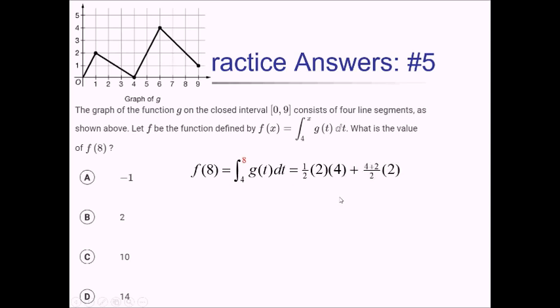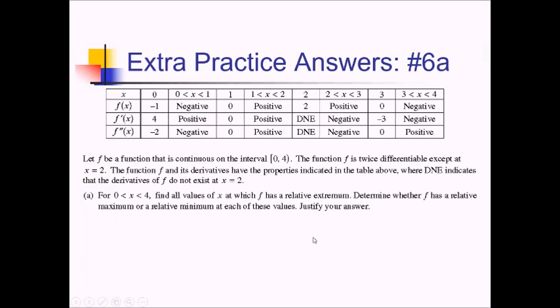Okay, let's simplify this a little bit. So half of 2 is going to cancel. We just have 4 for that first term. Second term, those 2's are canceling, so you've got 6. 4 plus 6 then gives us an area of 10. So that's choice C.